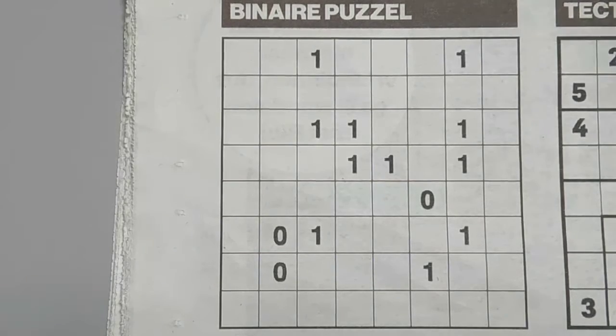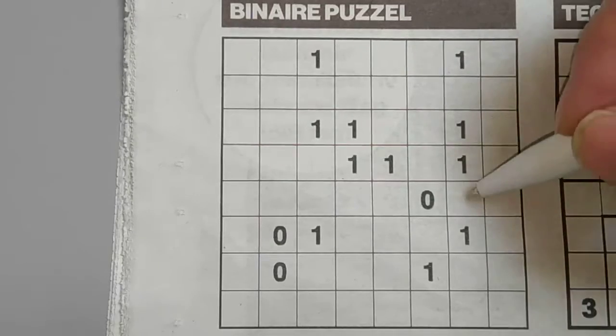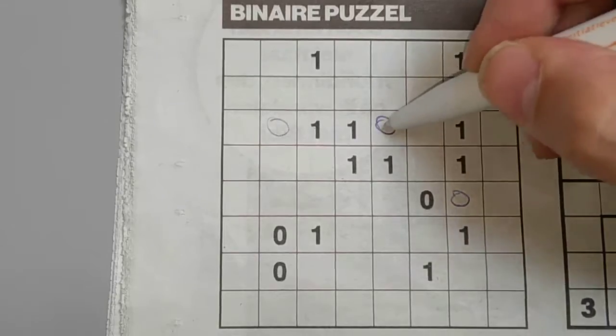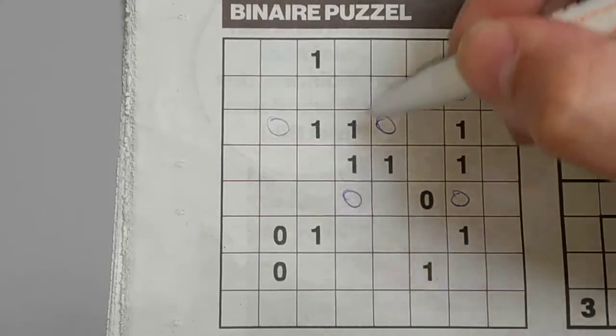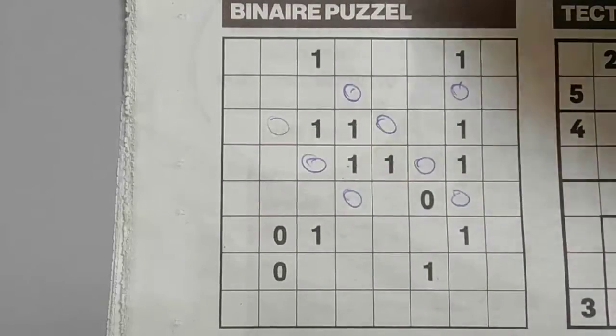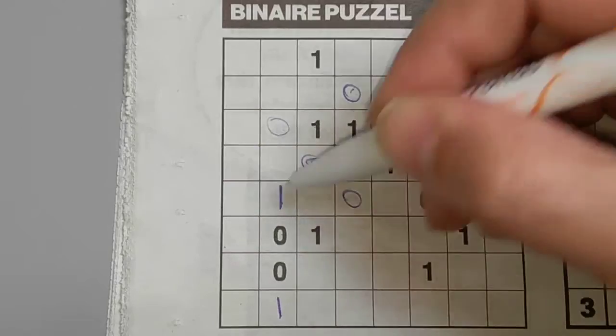So let's get started. A lot of ones, so I start with a 1. Double 1 here, and 0 there and 0. Here double 1, here and 0, there and 0. Here double 1, and 0 there and 0. We have a double 0 here and 1, there and 1.